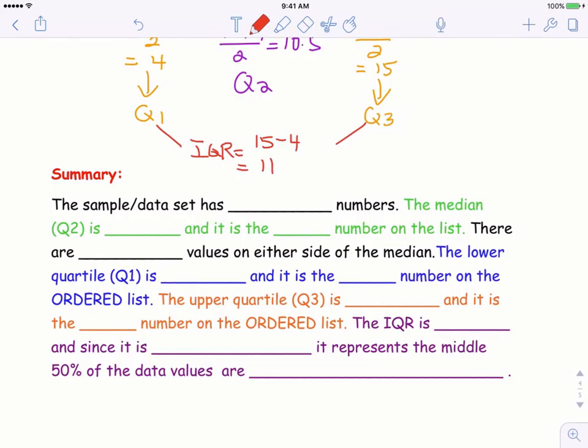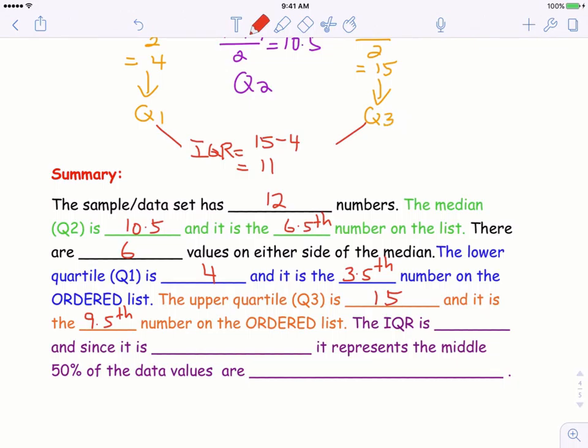To summarize the dataset, this sample or dataset has 12 numbers. The median is 10.5. It is the 6.5 number on the list. There are 6 values on either side of the median. So the lower quartile is 4, and it is the 3.5 number on the ordered list. The upper quartile is 15, and it is the 9.5 number on the ordered list.